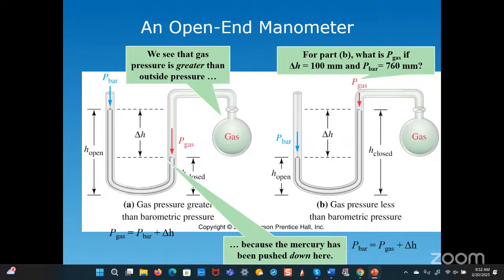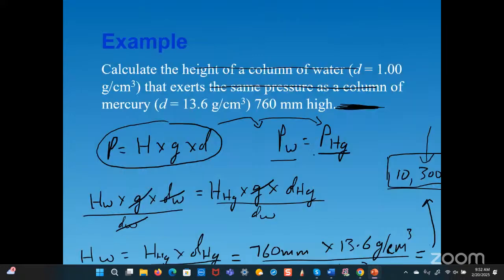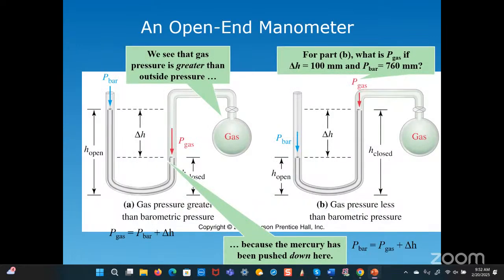Okay, let me see what it says here. Oops, sorry. Okay, any questions about this? Any questions about the open end and the closed end manometer?